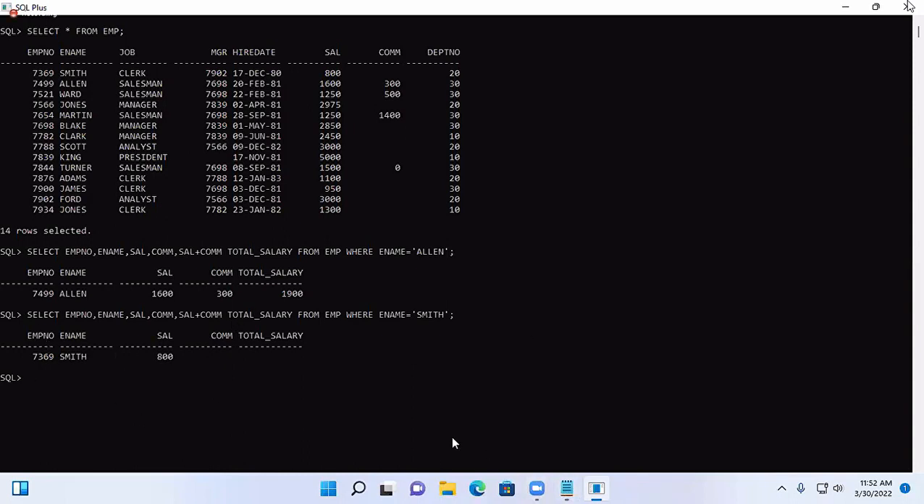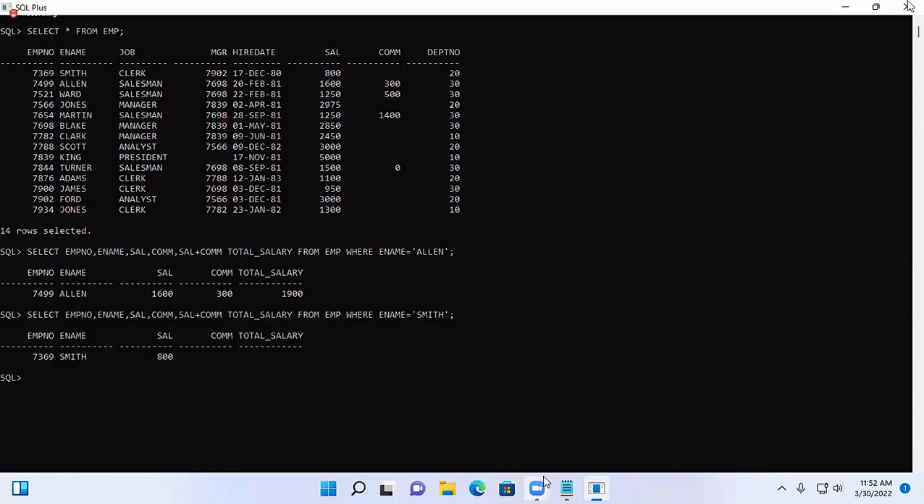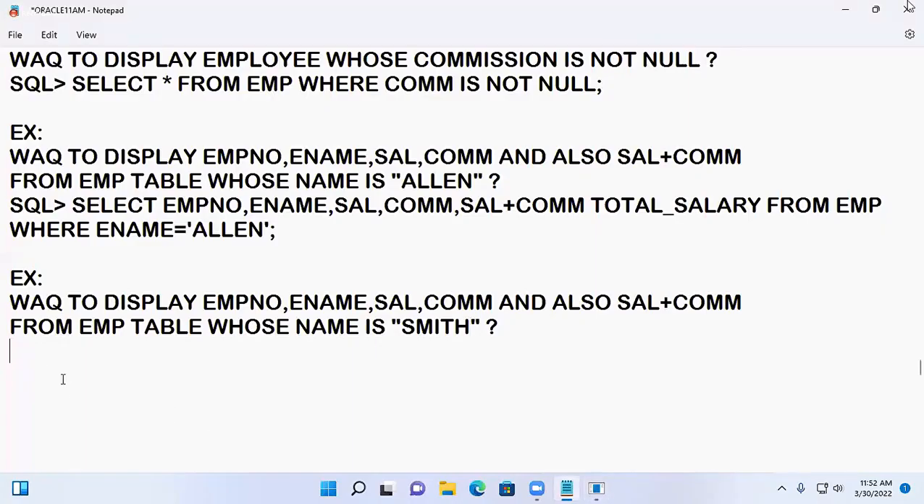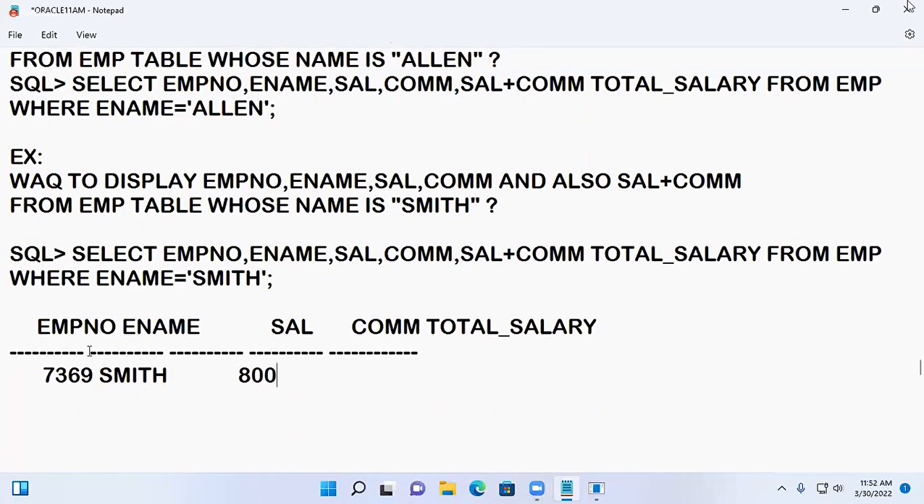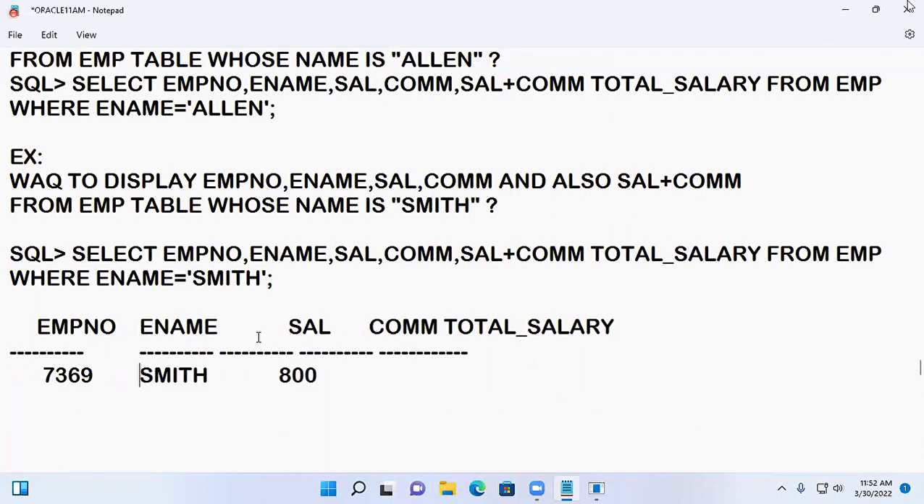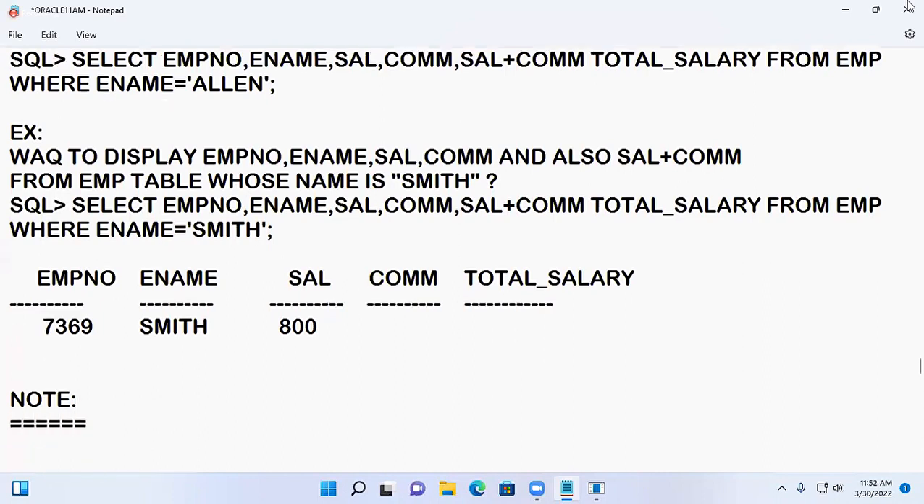Observe. So why did it come null here in this case? Carefully observe. Okay, this is your output for this example. And now observe the very important point. So what is the note point here?